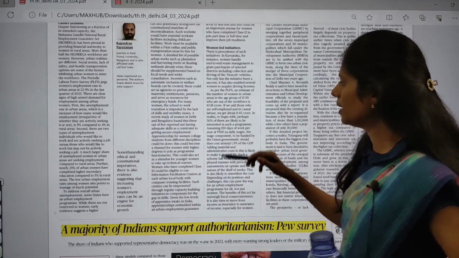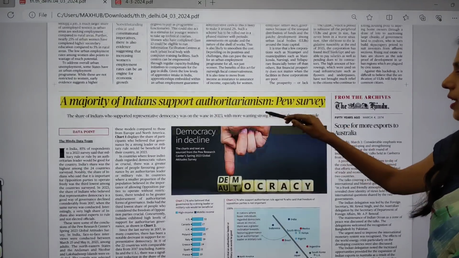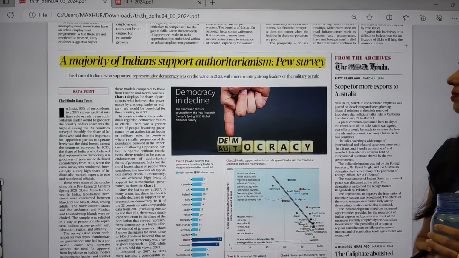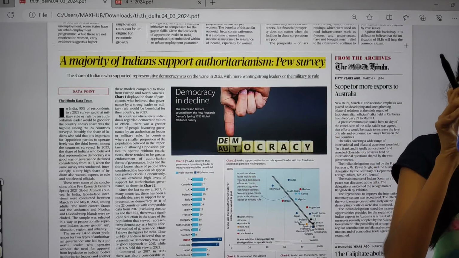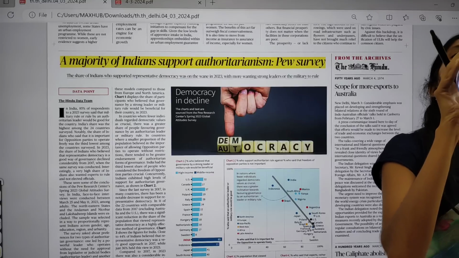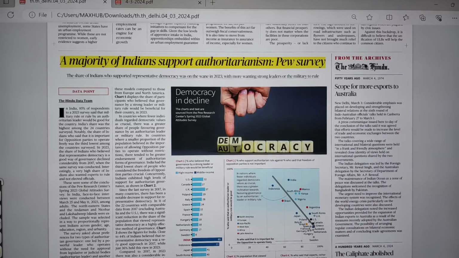So here in this opinion page itself, there is one small article. So please read the title. Students done? Okay. So let me read.